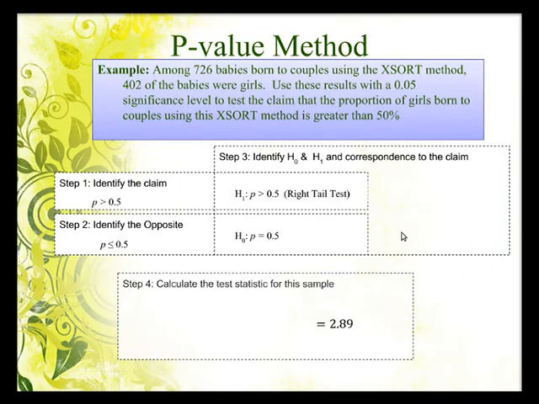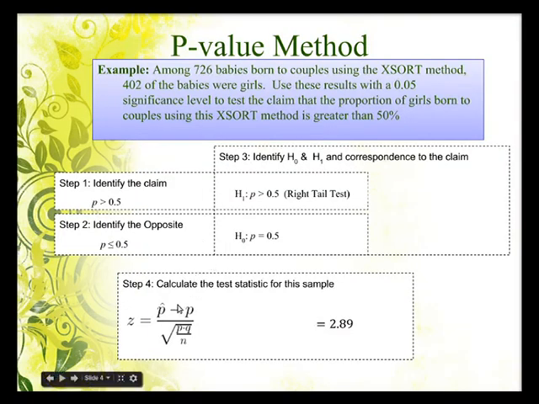So step 4, we want to calculate the test statistic for this sample, and you can see I've already got it here, but how did we get that? We used our test statistic formula, plugging in what we know. In this case, P hat, or my sample proportion, was the 402 babies that were girls out of 726 babies born. So 402 out of 726.